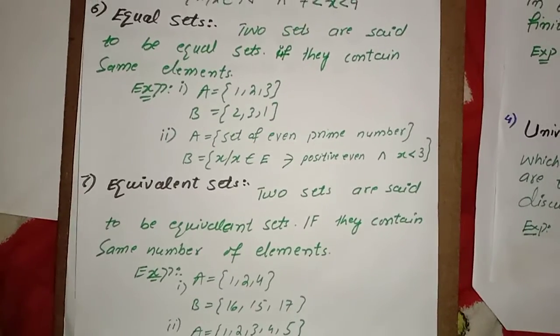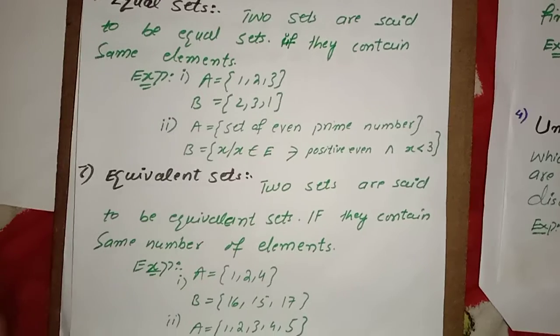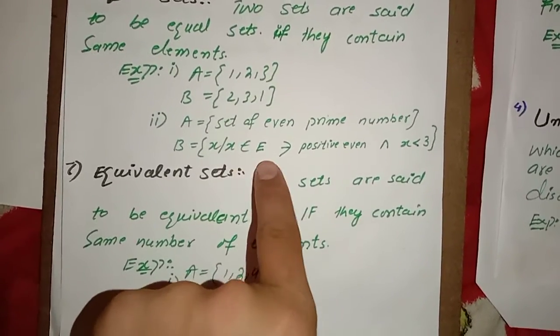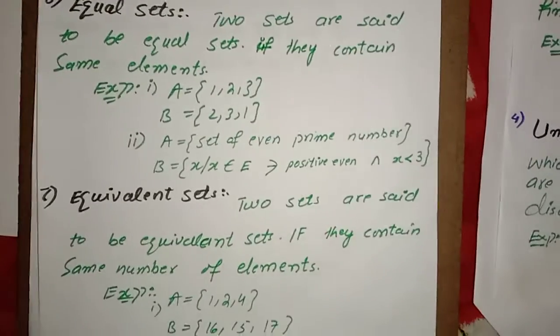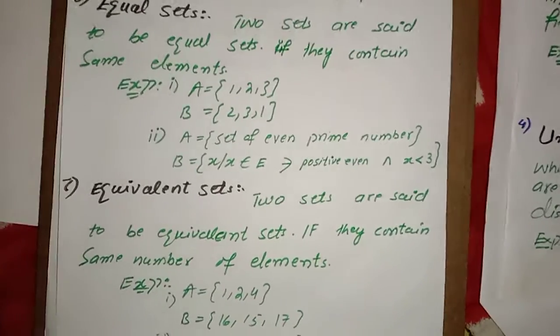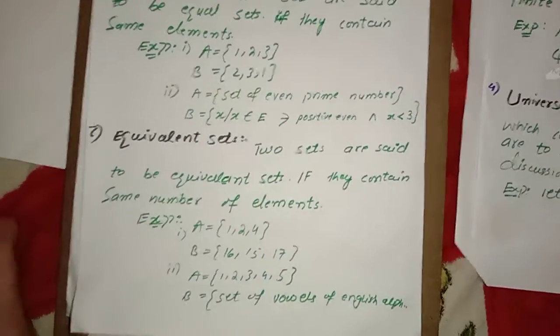Number two, A is equal to the set of even prime numbers, which is only {2}. Set B is equal to {x : x belongs to positive even numbers and x is less than 3}. So the even number less than 3 is only 2. So set A and set B are equal sets.